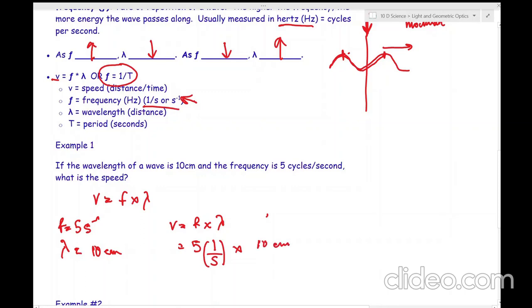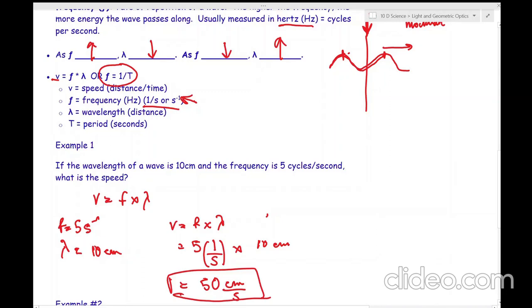Notice that the units are completely different from both of these things. And so what ends up happening is the units just carry across. Centimeters is multiplied by 1, and seconds is multiplied by 1 in the denominator and the other one. So we have 5 times 10, which produces 50 centimeters per second here. And that is the speed at which these cycles are passing by.